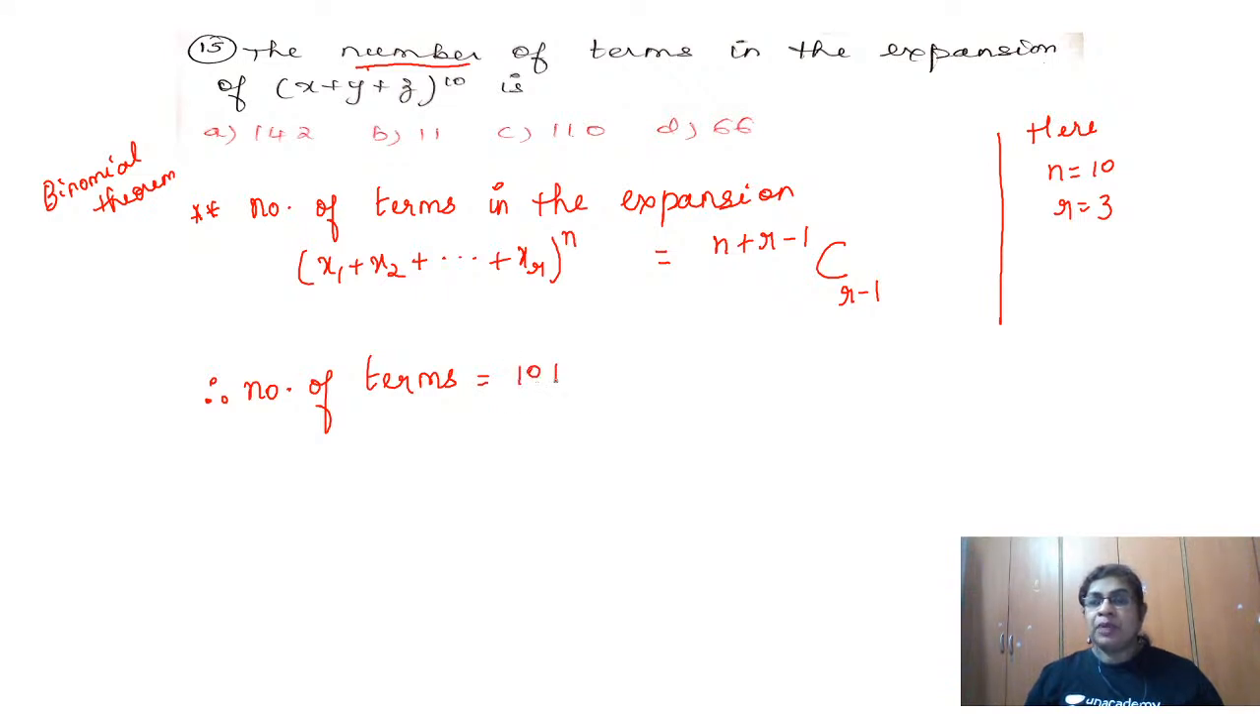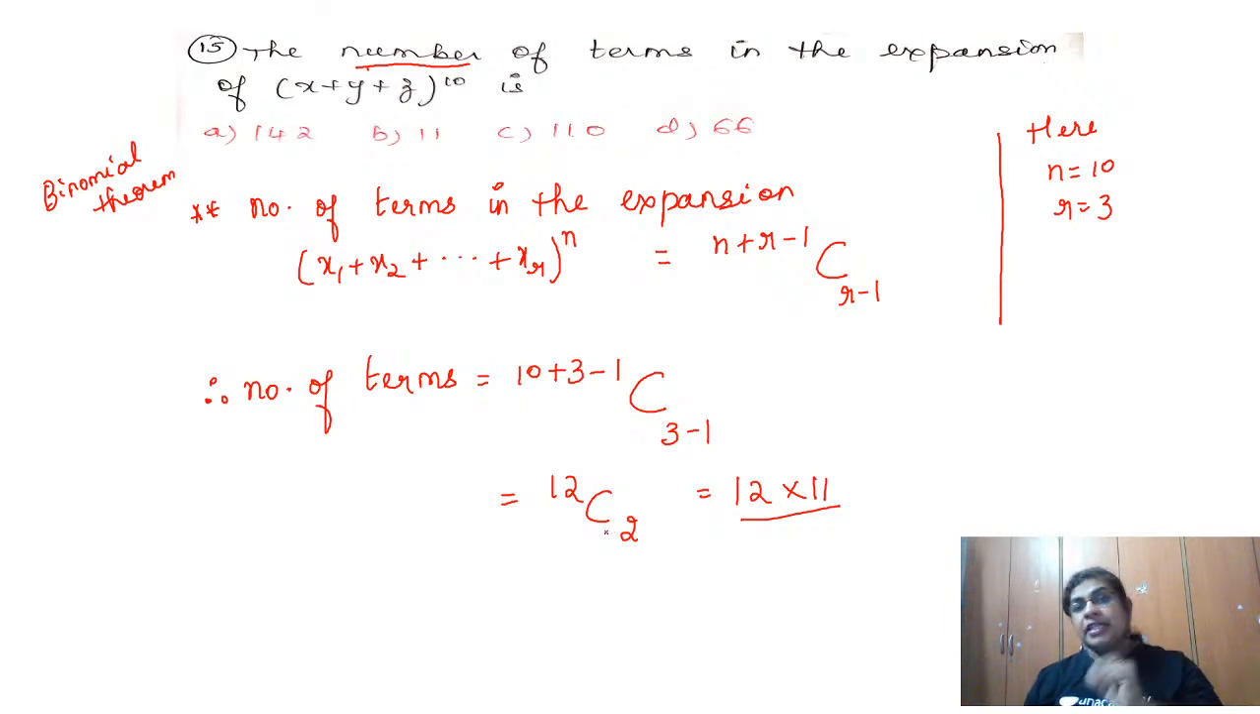The number of terms is equal to, n is 10, so 10 plus 3 minus 1 C 3 minus 1. That is 10 plus 3 is 13, minus 1 is 12, C 3 minus 1 is 2. How to find this combination? Here also we have a shortcut. Whenever it is a combination, you see the n and you see the r. This n you have to reduce that many times. So 12 reduced 2 times, so it is 12 into 11. Two times reducing is over. Whole divided by that 2 until you reach 1, that is a factorial.